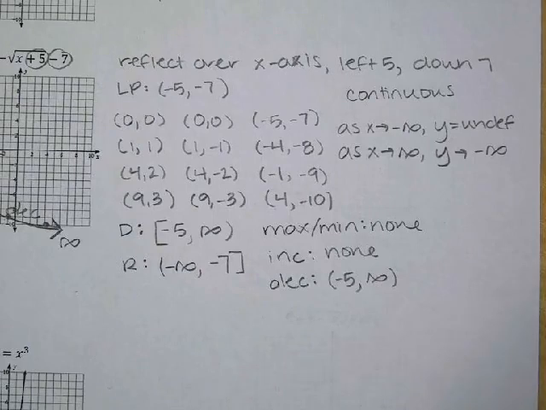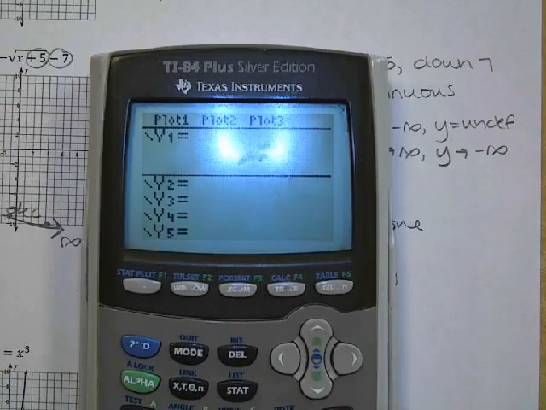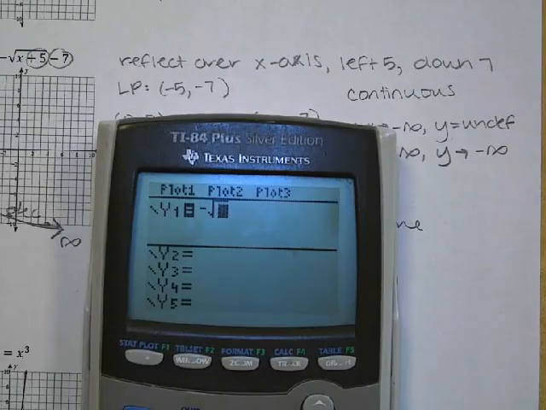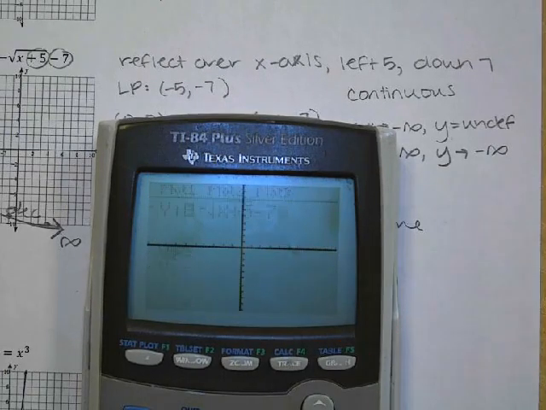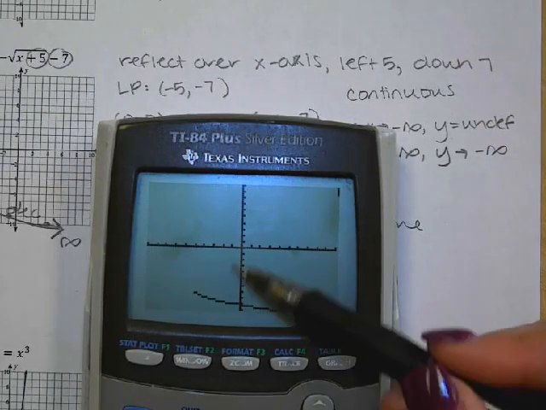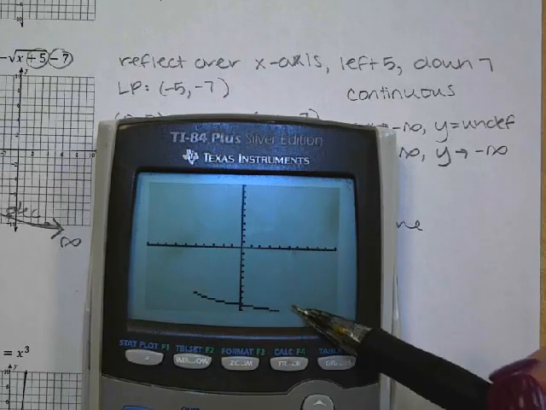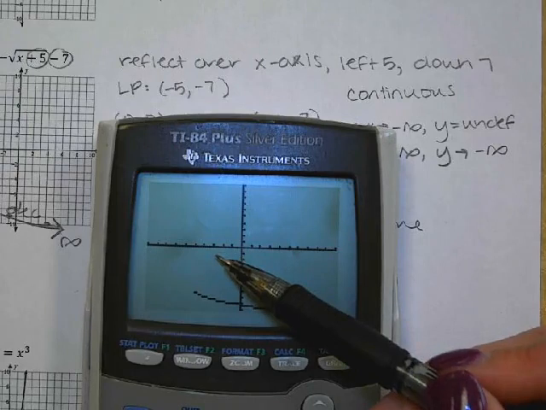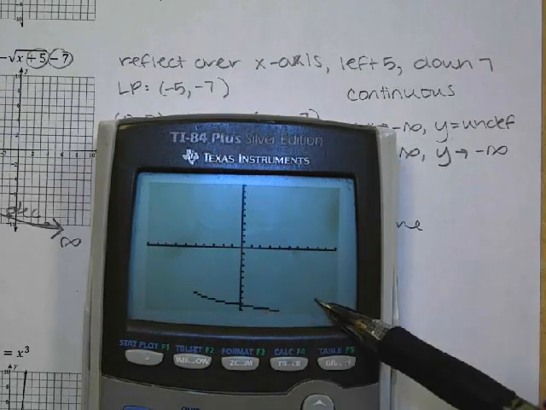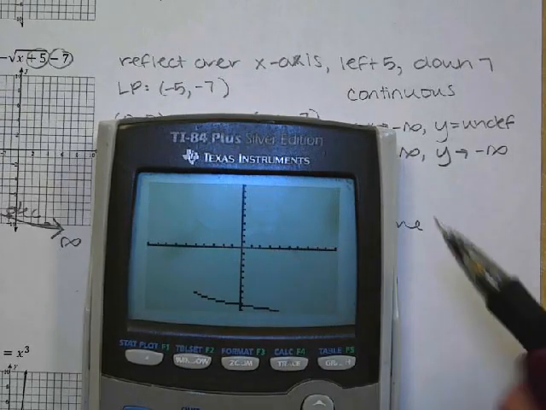All right, and then just like the other ones we've done, if we want to find the intercepts, we can go ahead and graph this on our calculator. So I've got negative square root, there we go, x plus 5 minus 7. And when you graph it, you can see it's definitely not going to cross the x-axis because it starts here and keeps going down. So for the x-intercept, we're going to say none.